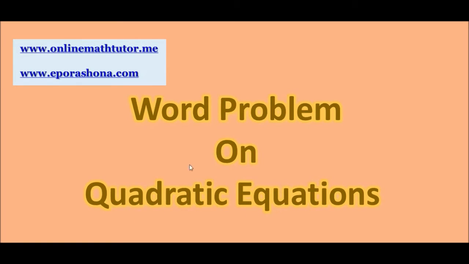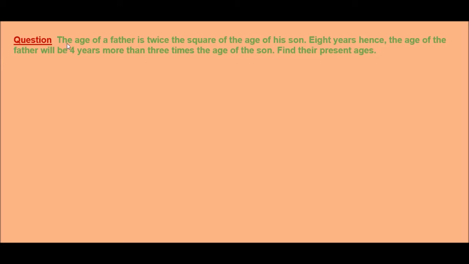Today we'll be solving a word problem on quadratic equations. So let's start. This is the question. The age of a father is twice the square of the age of his son. 8 years hence, the age of the father will be 4 years more than 3 times the age of the son. Find their present ages.